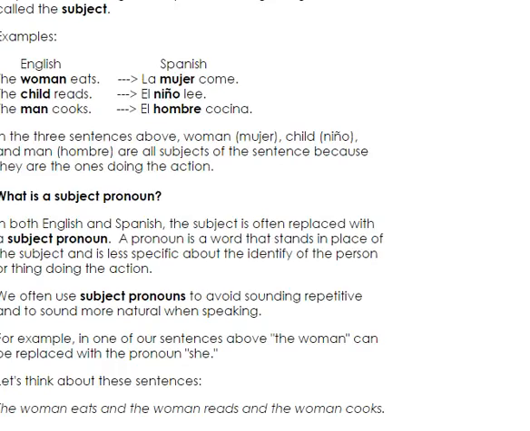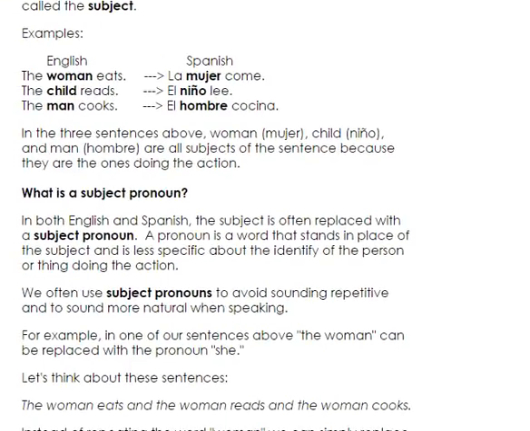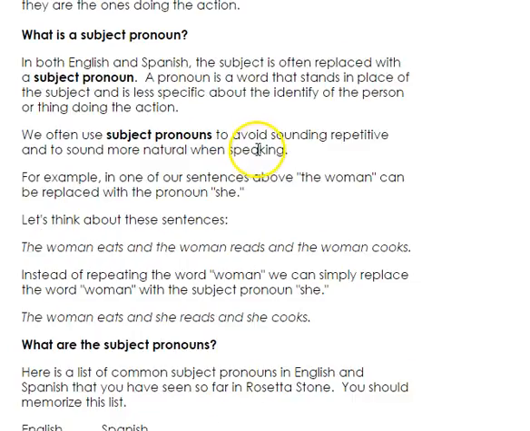Now, oftentimes in language, we replace a subject with a subject pronoun. Now, a pronoun is basically a word that stands in place of the subject, and it is less specific about the identity of the person or the thing doing the action.